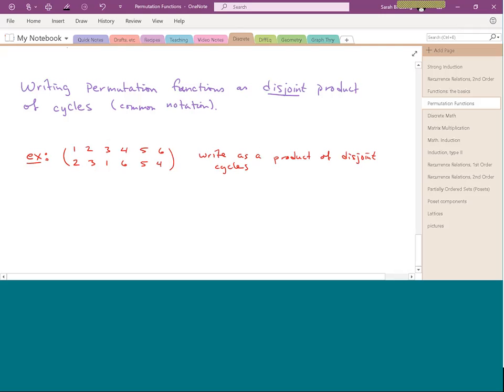Okay. So here's what you do. Always start with 1. I'm going to do scratch work to the side. So you start at 1, and then you see who 1 is mapped to. So in this particular case, who's 1 mapped to?